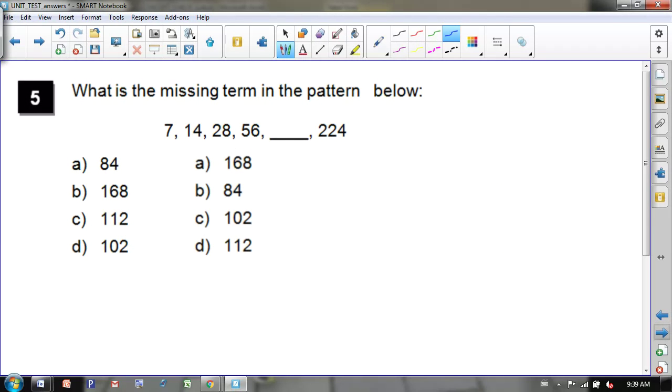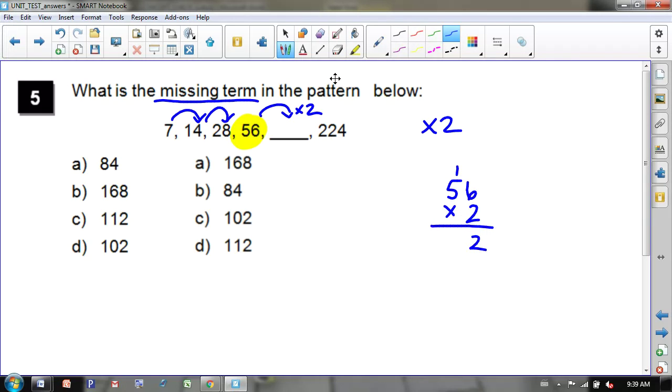In question 5, we're looking for the missing term, so students have to recognize what the transformation is first. From 7 to 14 and from 14 to 28, it's doubling, so it's multiplying by 2 every time. So if we look at 56, we have to multiply that by 2 as well. 56 multiplied by 2 is 112. That is answer C in version A, and in version B, it's answer D.